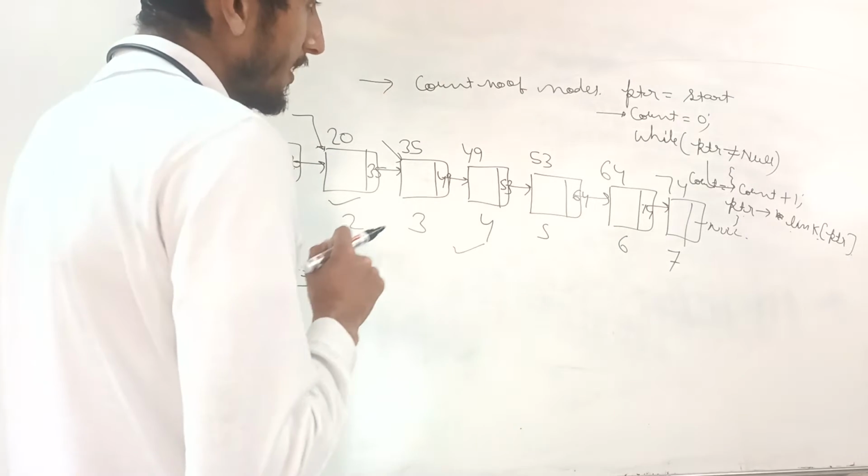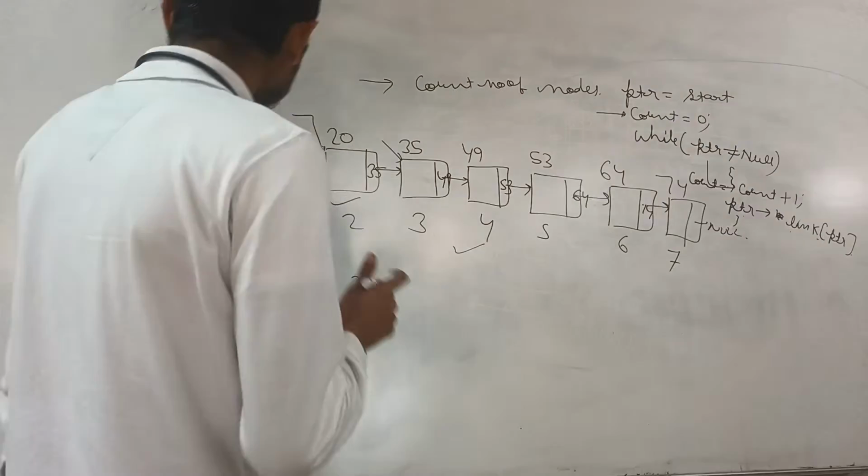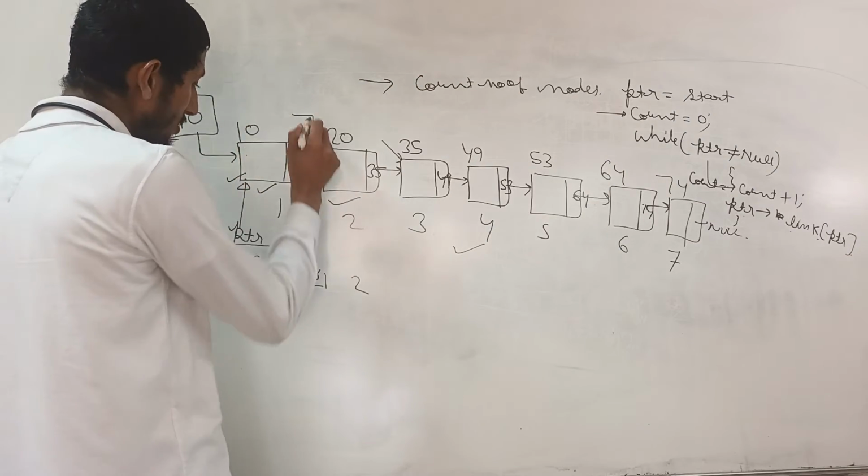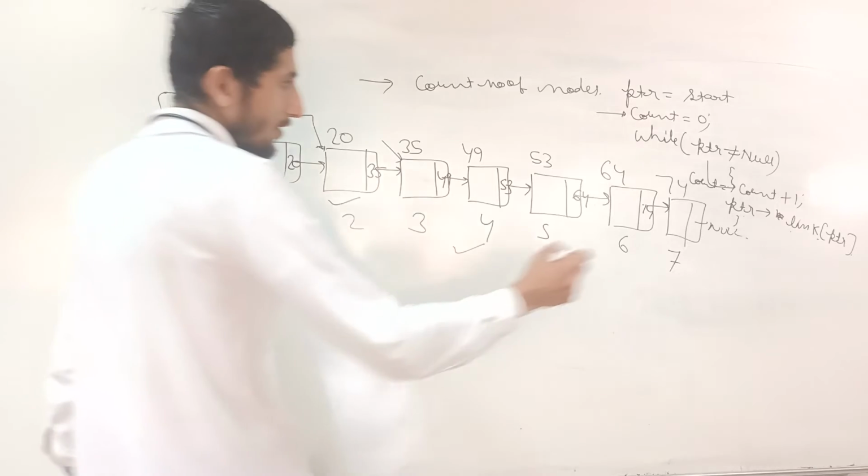What is the strategy? The strategy is that we will start with the first node, and every time we jump to the next node, we are going to increment the counter.